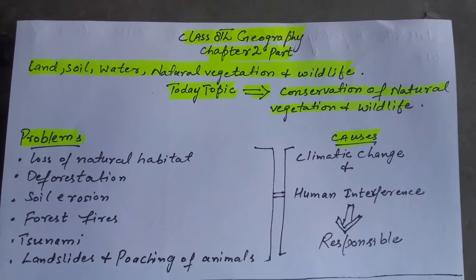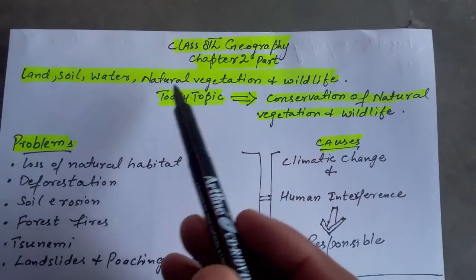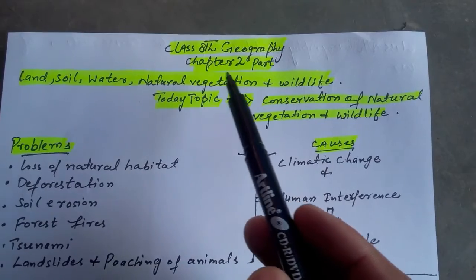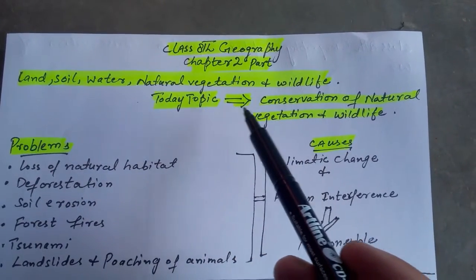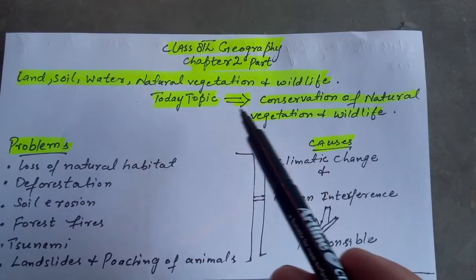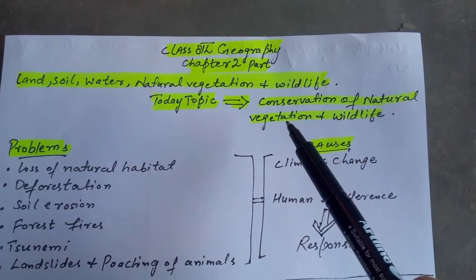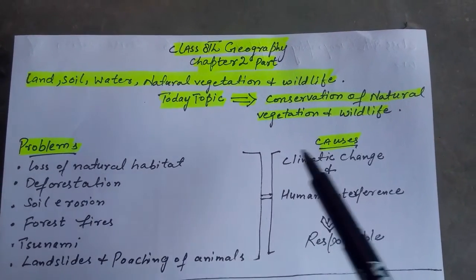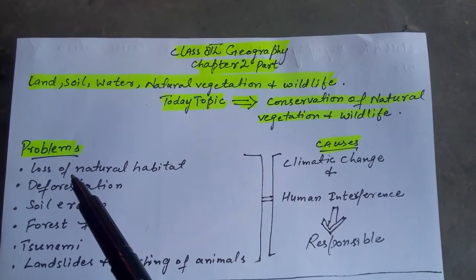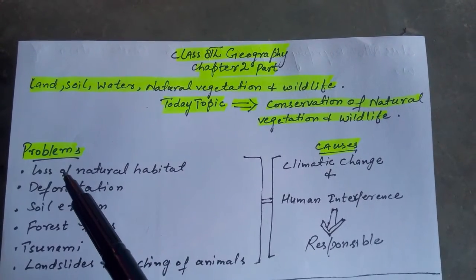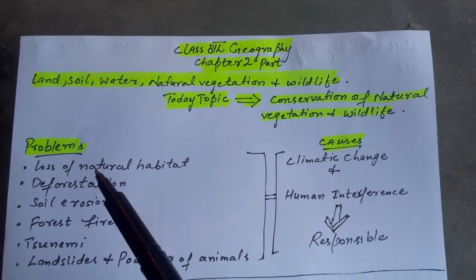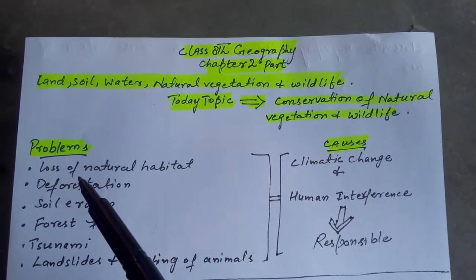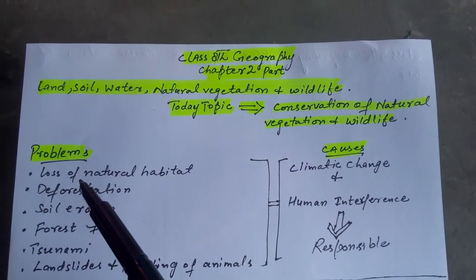So this is your 8th class geography and this topic has been taken from your second unit. Today there is one topic for you named conservation of natural vegetation and wildlife. There are some problems and causes regarding the conservation of natural vegetation and wildlife, and some problems arising in front of wildlife and vegetation, such as your flora and fauna, as they decline day by day from our ecosystem.